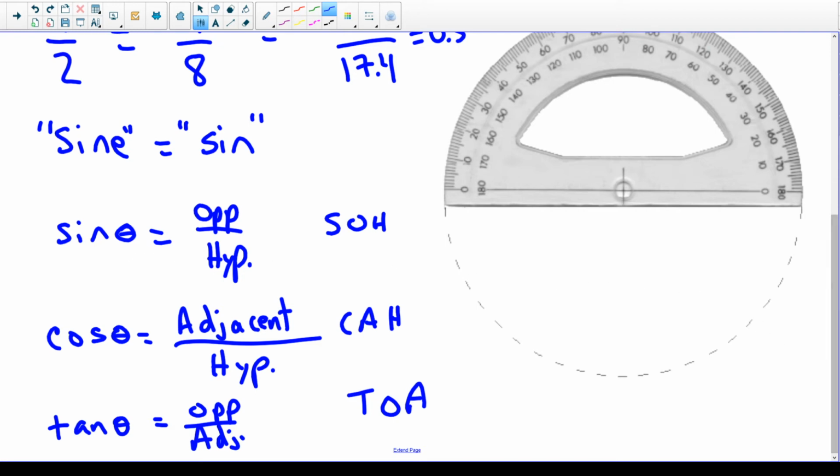And now we can actually start to use that knowledge to solve some problems. So let's say, and I'm going to try to draw right angle triangles as nicely as possible here, folks, but again, it's really difficult to do on my tablet.